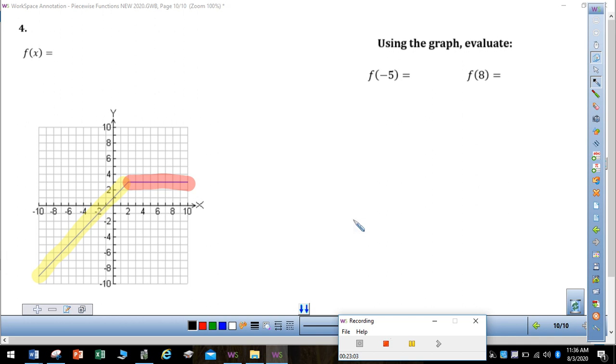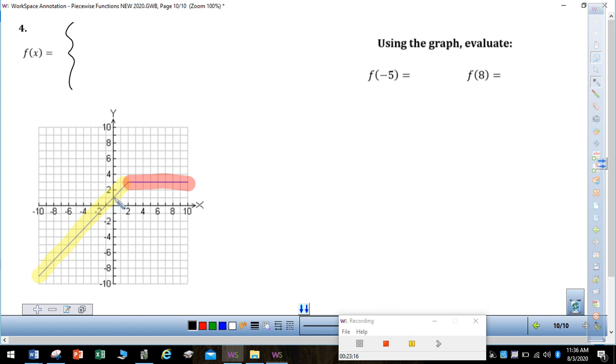All right, this very last problem, the graph is given to us. We are going to come up with the equation. So I've used my highlighters here to show that we have these 2 pieces, and we're going to figure out their equations and figure out what is the domain, what are the x values for each part.